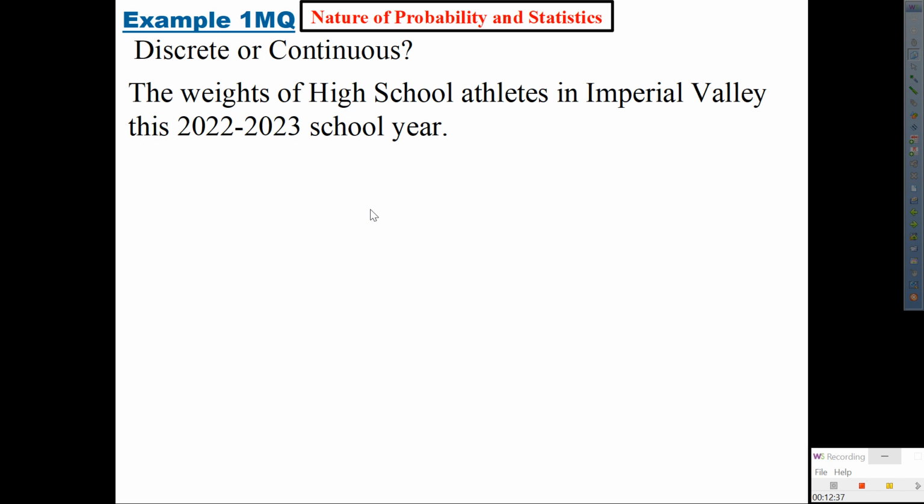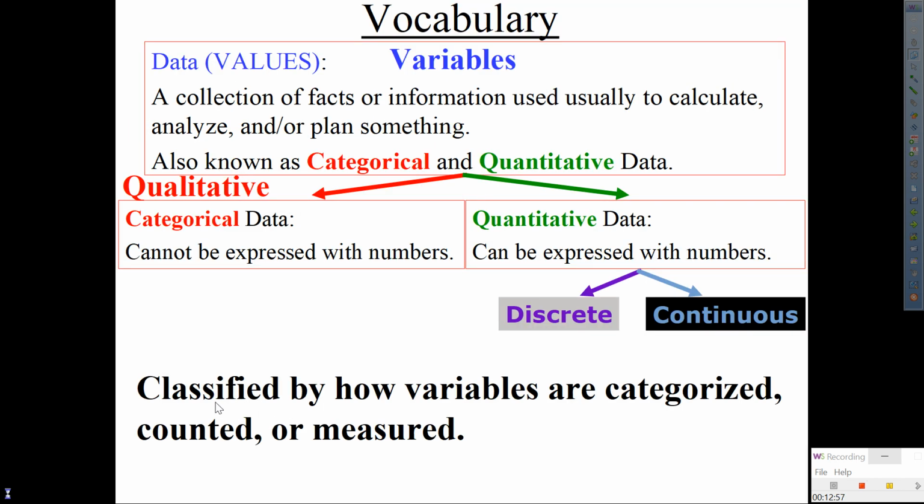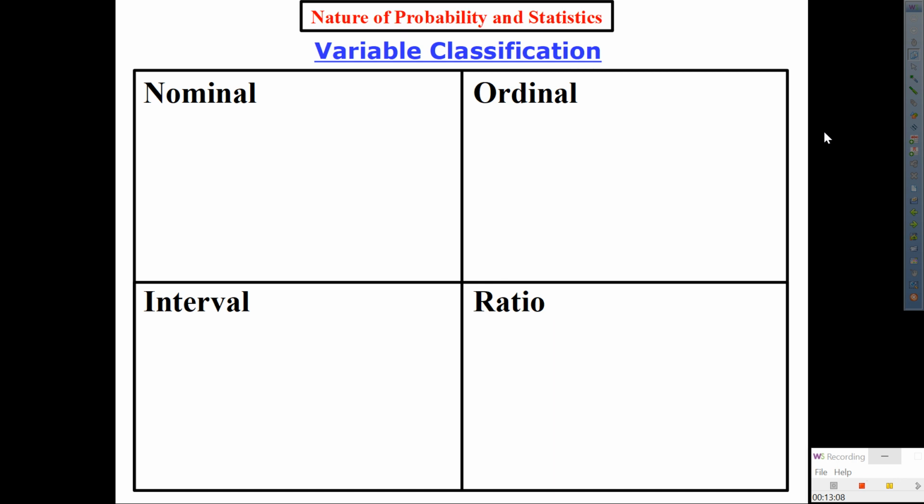Here goes the next part. Once again, talking about variables, we're still with what? Qualitative and quantitative. So aside from classifying quantitative variables using discrete and continuous, now for overall variables, there's 4 different ways of classifying these, okay? Meaning classification of variables that are categorized or counted or measured. So, variable classification, copy this table right here. There's 4 different ways of classifying: nominal, ordinal, interval, or ratio.